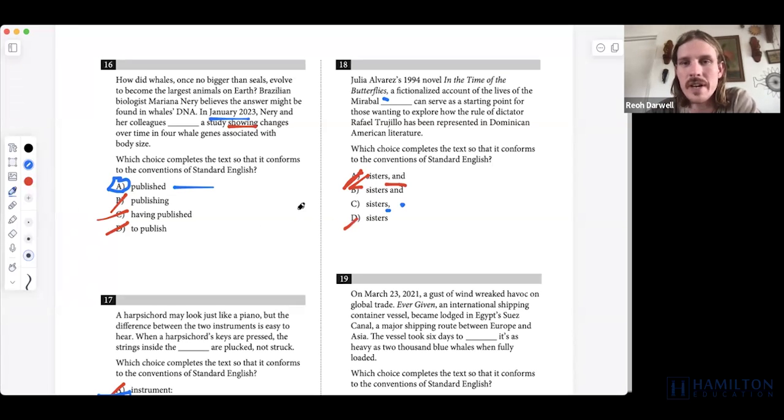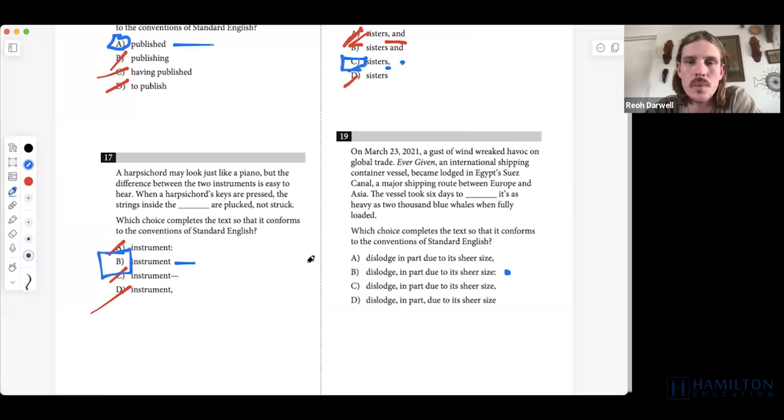So C, what is our non-essential phrase? A fictionalized account of the lives of the Mirabal sisters, meaning we can say this as such. Julia Alvarez's 1994 novel, In the Time of the Butterflies, can serve as a starting point for those wanting to explore how the rule of dictator Rafael Trujillo has been represented in Dominican American literature, right? That's Julia Alvarez, not Julian, not the soccer player from Argentina. That altogether is an independent clause that can stand on its own, and a fictionalized account of the lives of the Mirabal sisters is something we're adding in to provide some information that's helpful but not necessary.